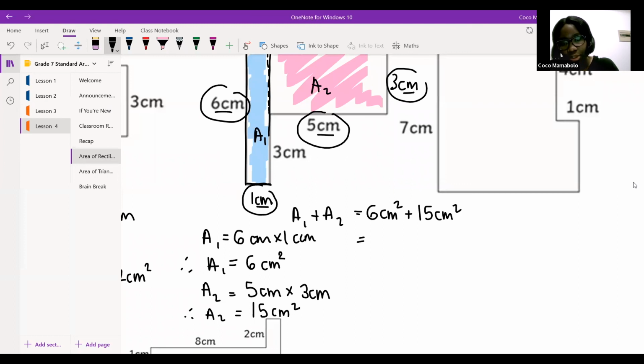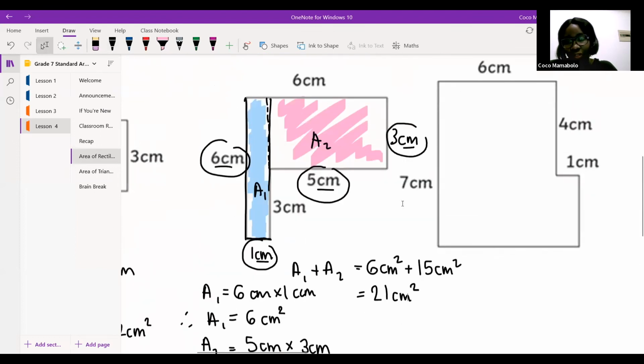Okay, is equal to 21 centimeters squared. Excellent. You did that so beautifully. Well done, Takalani. Thank you, ma'am. Excellent. How are we feeling now? A little bit more confident? Yes, ma'am.